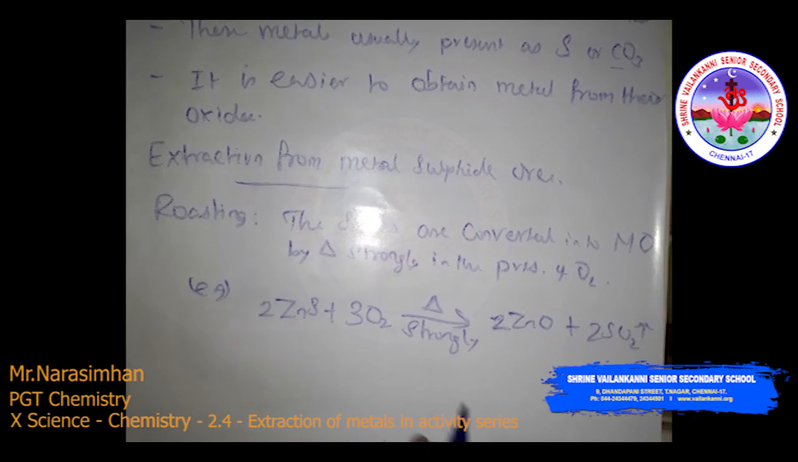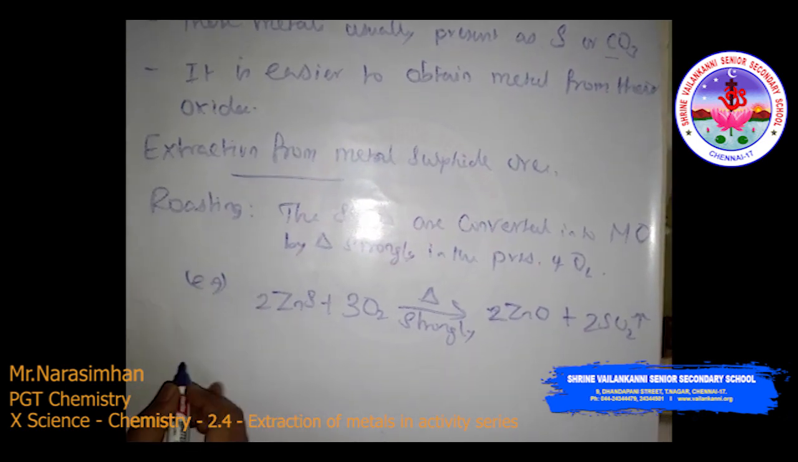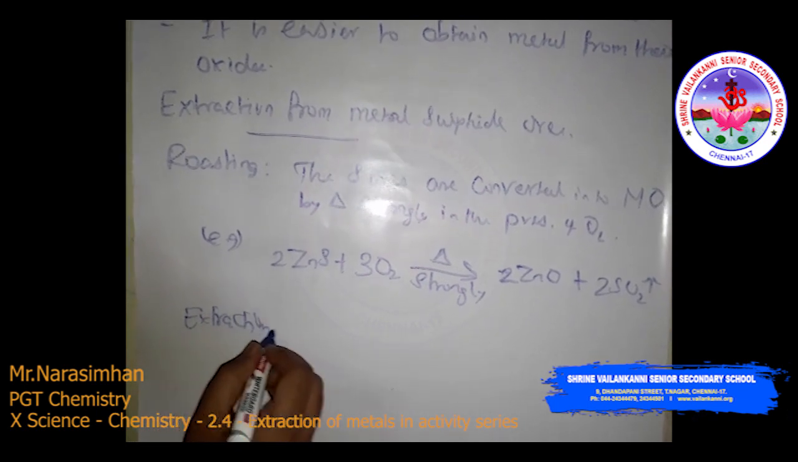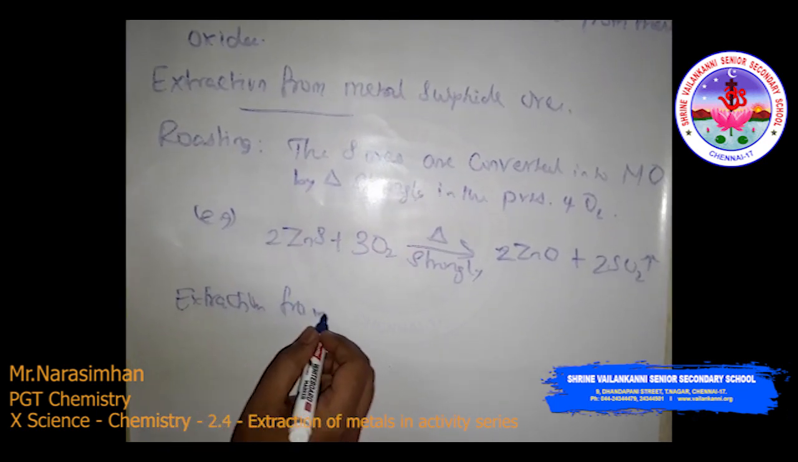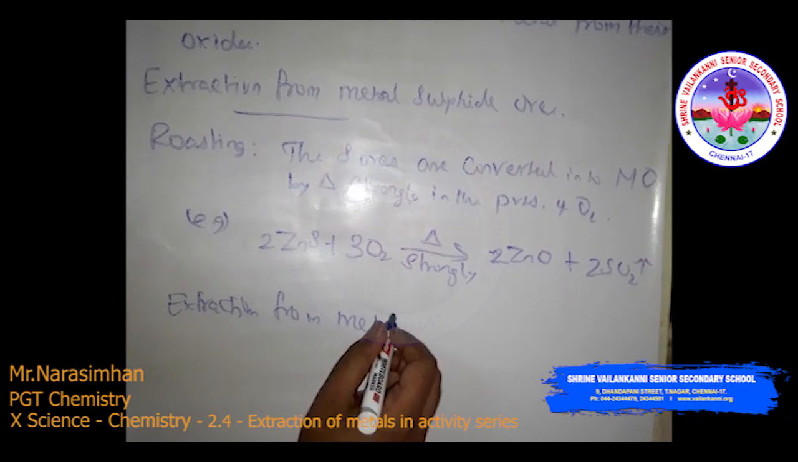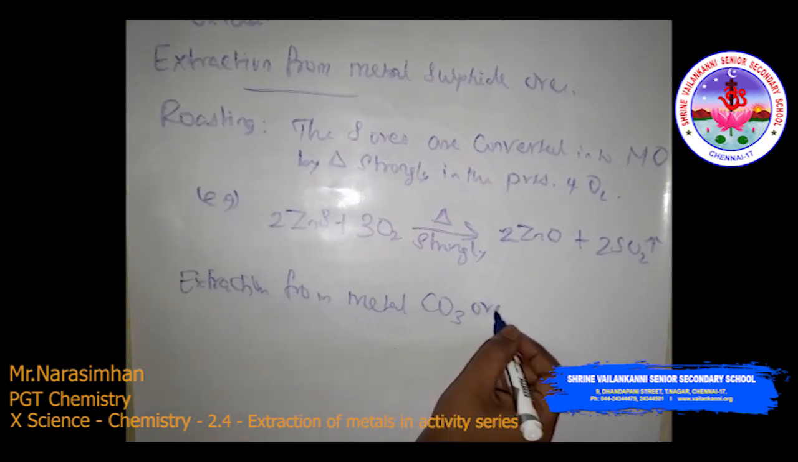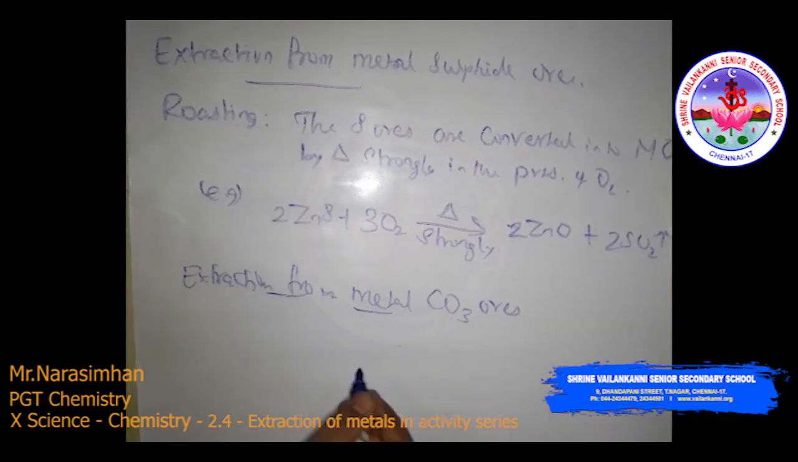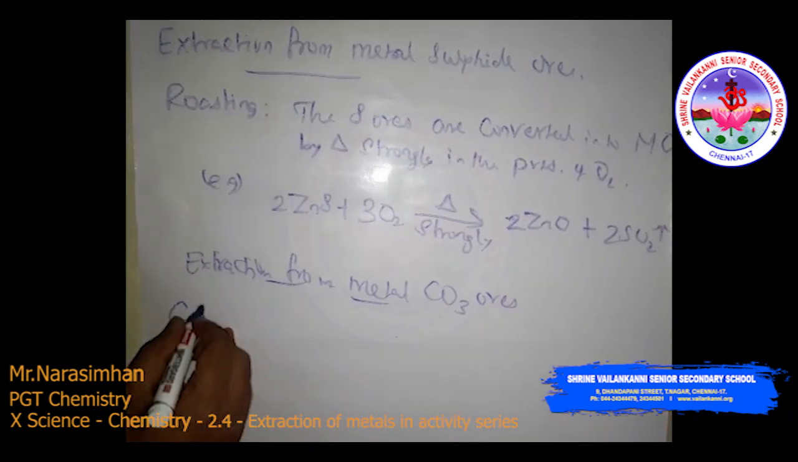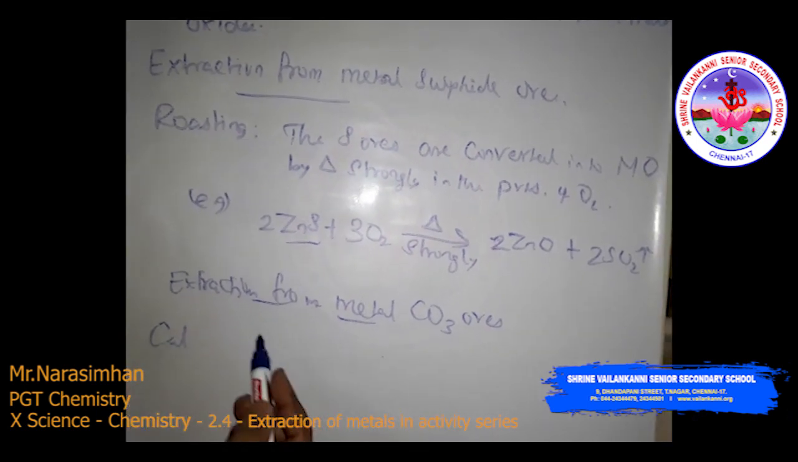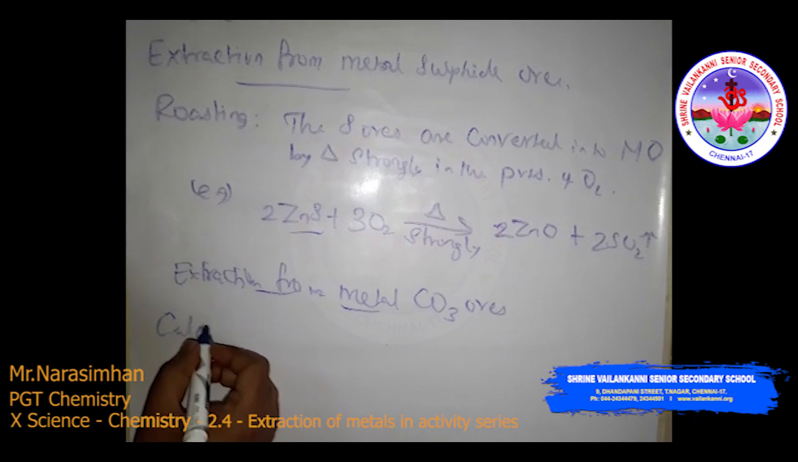Then the extraction method from carbonate ore. The next is the extraction from metal carbonate ore, for example, the calcination process. The first one is roasting, this is for sulfide ore. This is for metal carbonate ore, and its name is calcination.